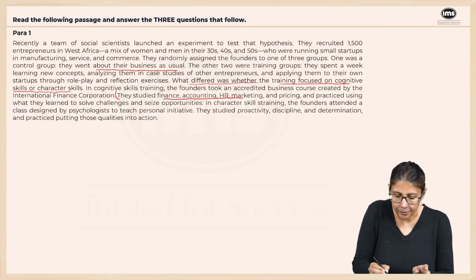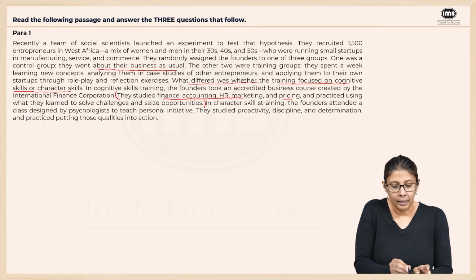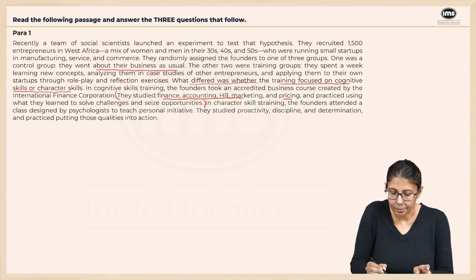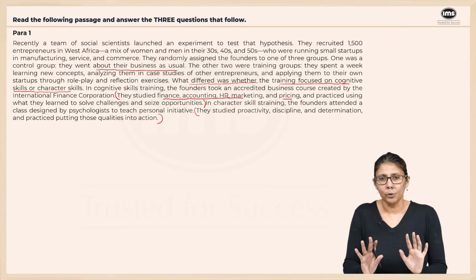So this is cognitive skills. In character skill training, they attended a class designed by psychologists to teach personal initiative. They studied proactivity, discipline and determination and practiced putting those qualities into action. So it's fairly simple to understand.